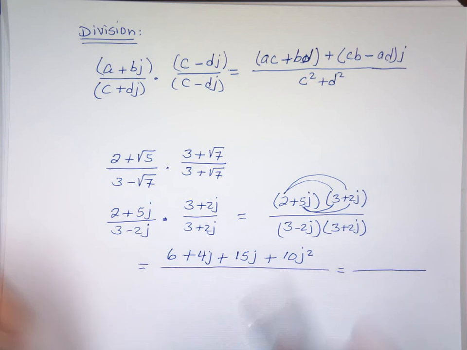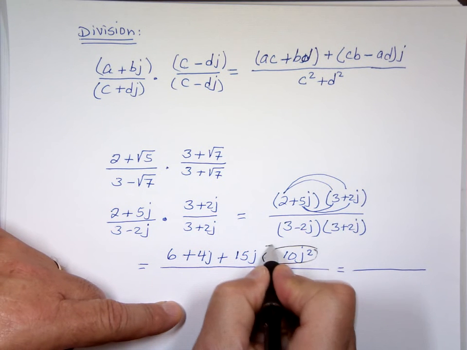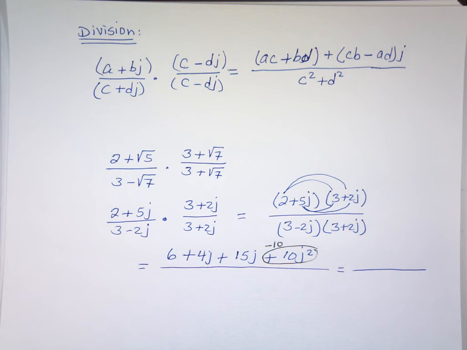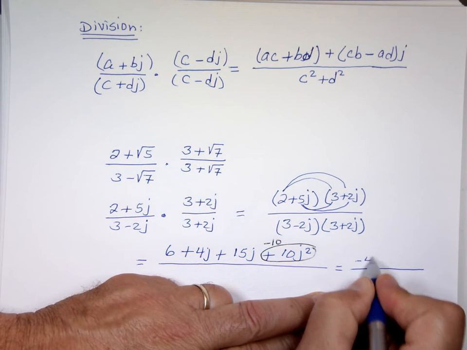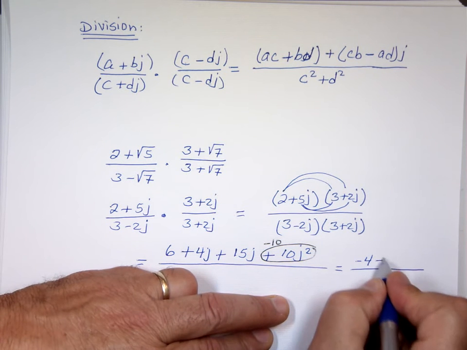The j squared is a negative 1. That will make that what? Negative 10. So what is 6 minus 10? Negative 4. What's 4 plus 15? 19j.